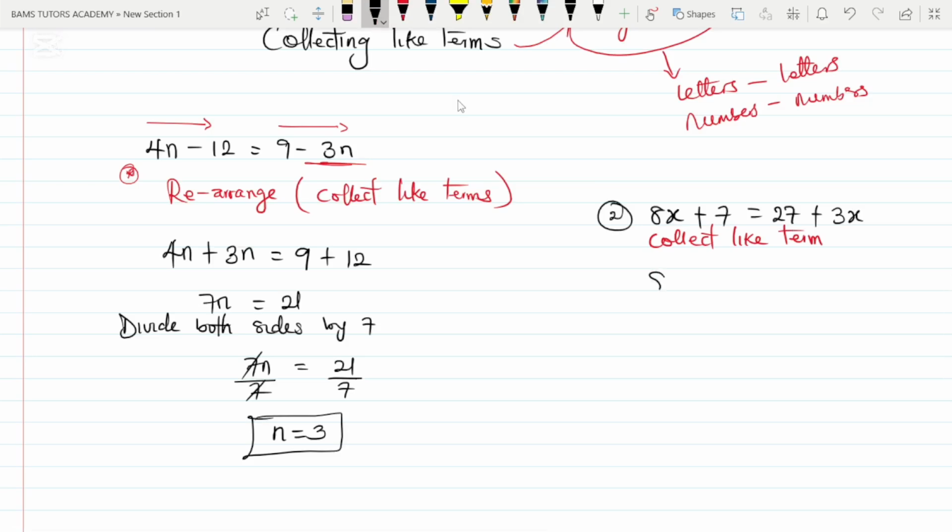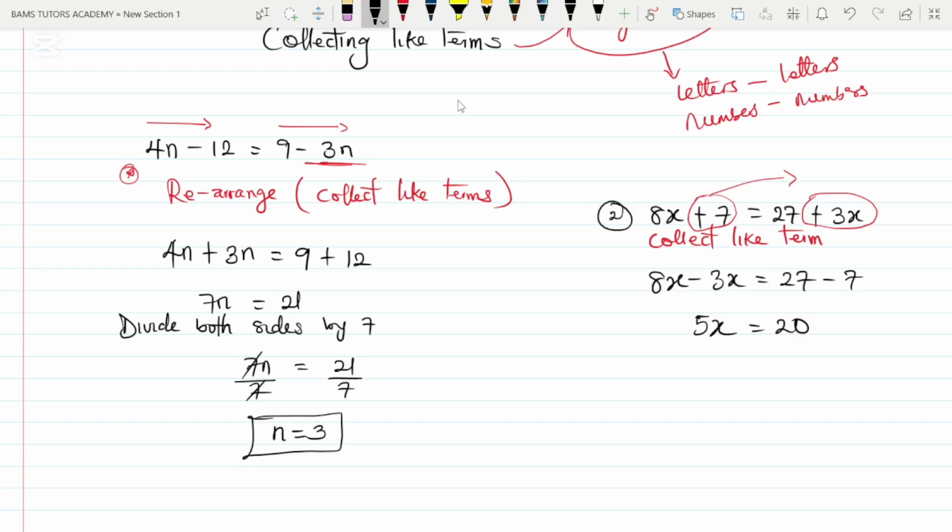I already have 8x at this side of the equation. I'm bringing this plus 3. What will it become now? The opposite is what? Minus 3. So to this other side. 27 still remains here. So I'm bringing this plus 7 to the other side here. So what will it change to? Negative 7, exactly. So this is going to be 5x equals 20.